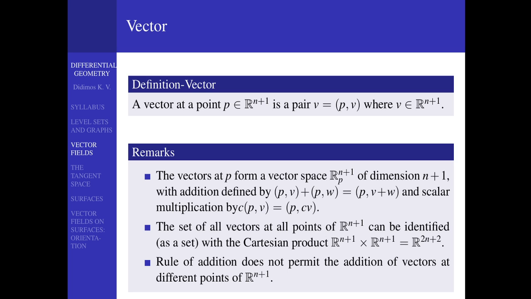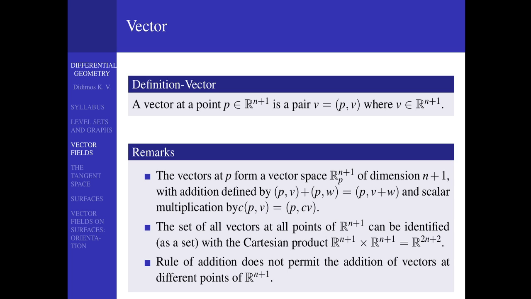Remarks on this definition: the vectors at p form a vector space denoted by R^(n+1)_p. That means the vectors at p. The vector at a point p is defined as (p, v), where v is again an element of R^(n+1). The vector space is denoted by R^(n+1)_p, that is the collection of all vectors at p. Clearly the dimension of this is n+1.